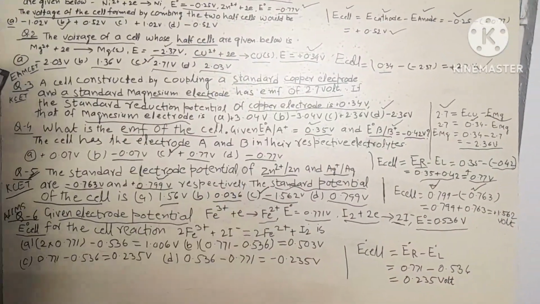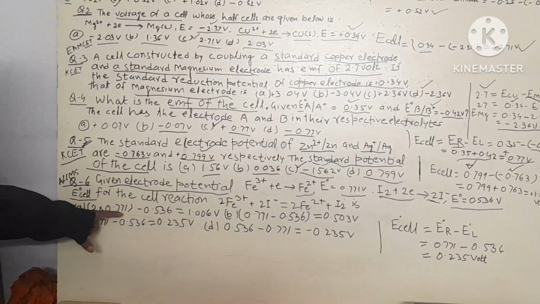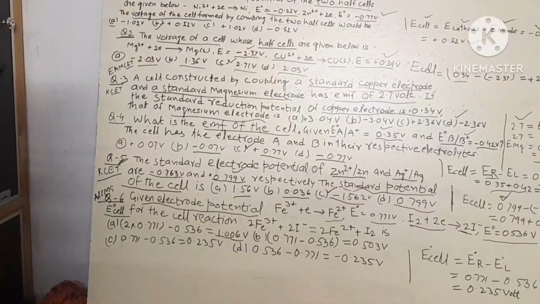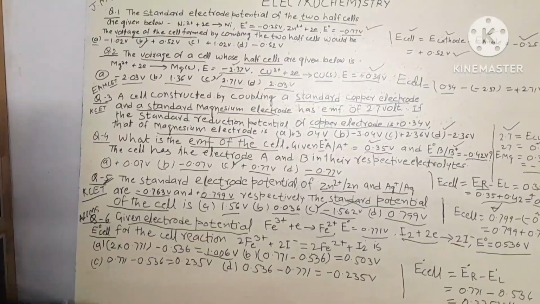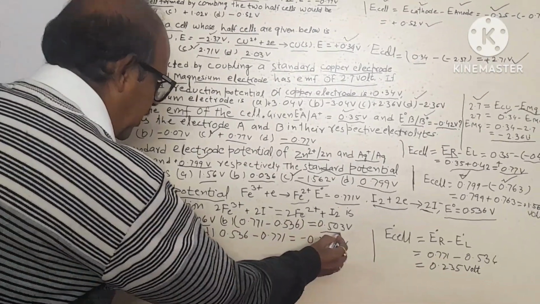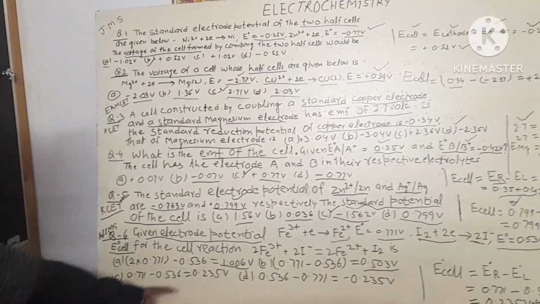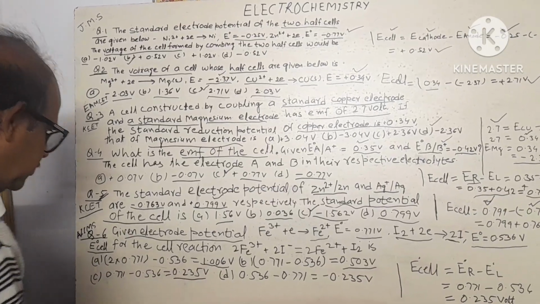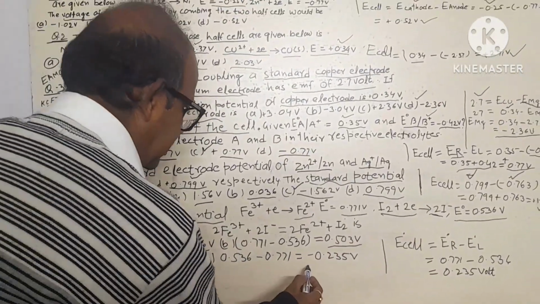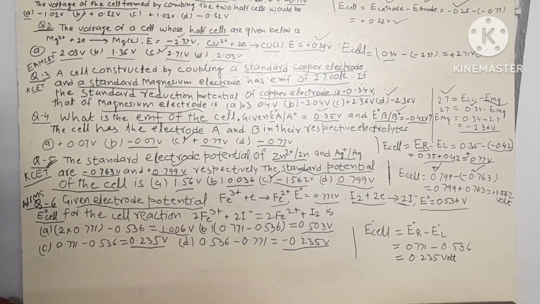Now we have to tell what is the EMF of the cell. Four options are given. First option is 2 into 0.771 minus 0.536, they have given the result also, 1.006 volt. Second option, 0.771 minus 0.536, that is equal to 0.503 volt. Third option, 0.771 minus 0.536, that is equal to 0.235 volt. Fourth option is 0.536 minus 0.771, that is minus 0.235 volt.